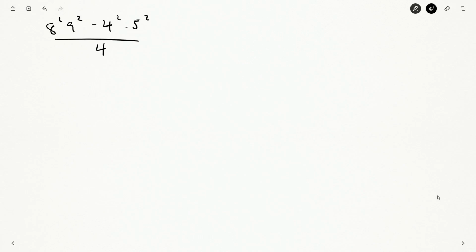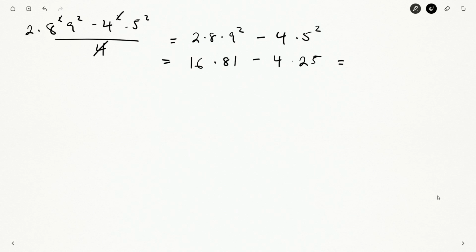Okay, what can I do? Well, 4 has a factor of 4, and an 8 has a factor of 4, but it does have a 2 left over. Really, any way you would choose to simplify this is fine. 2 times 8 times 9 squared minus 4 times 5 squared. 2 times 8 is 16. 9 squared is 81. That might be a little annoying to multiply. 4 is just 4. 5 squared is 25. Okay, well, that's going to be 16 times 81 minus 100.